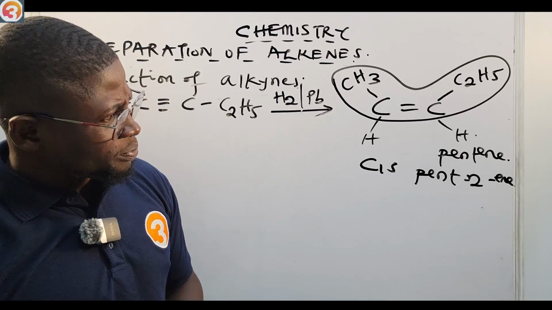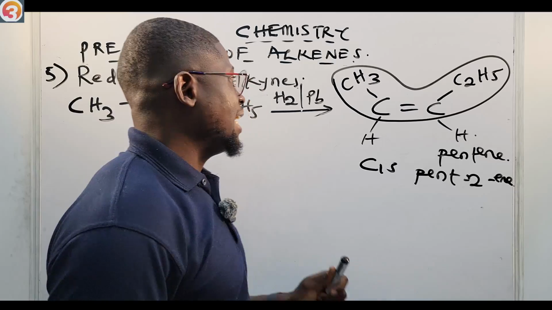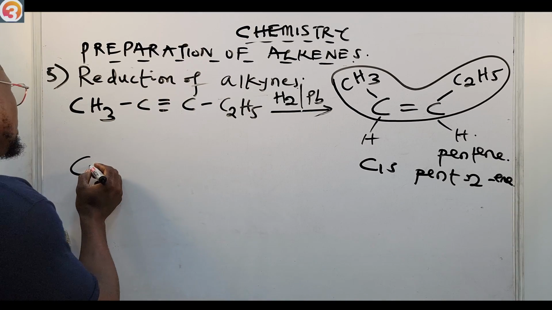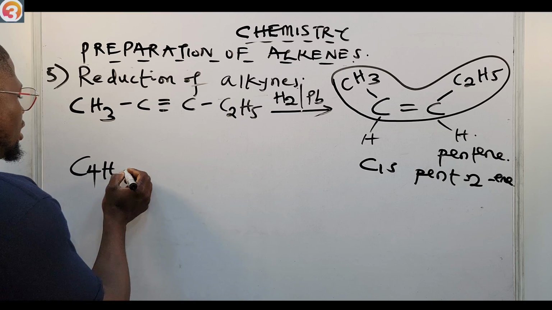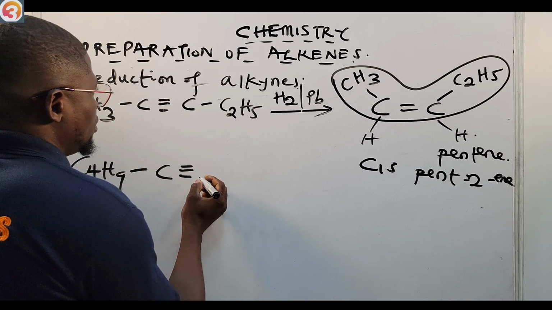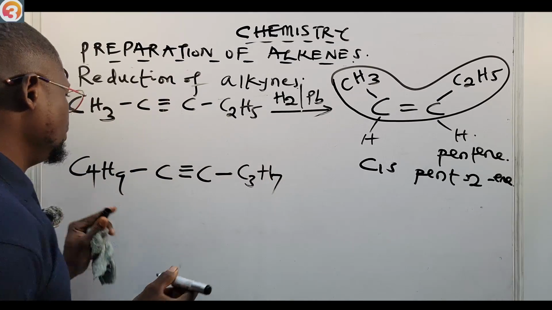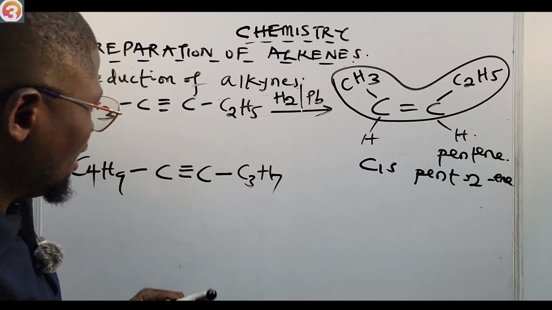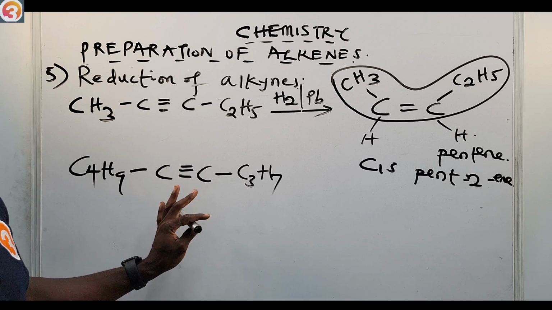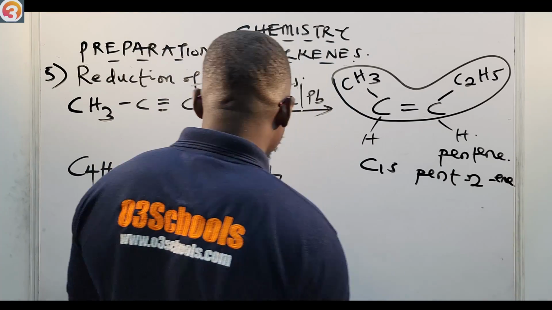Okay, so now we have gotten our cis structure. We have named it. Now let us see if you use another catalyst. Let me use another group. Let's say you have C4H9 bonded to C, bonded to C, and I have C3H7, for example. So let's say we have this now as our alkyne.